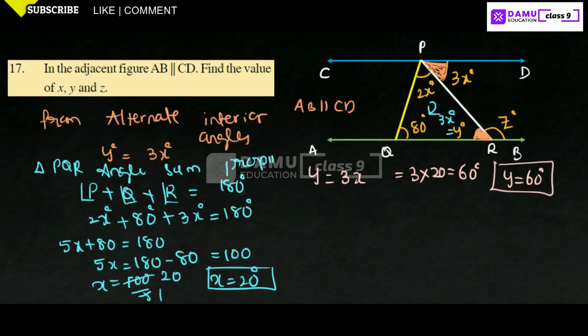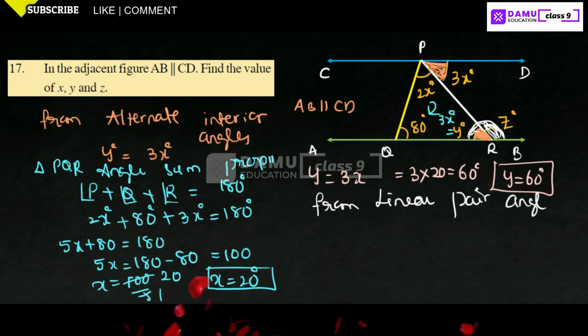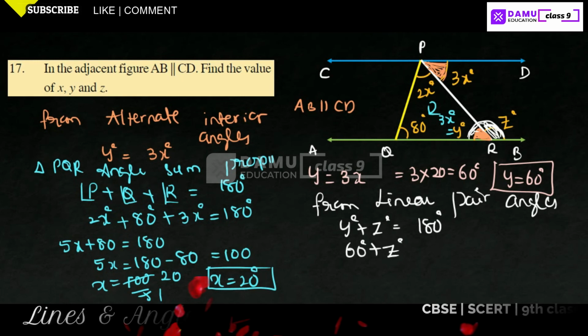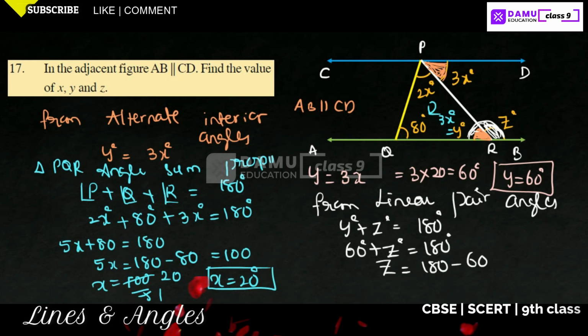So from linear pair, what you can see here is this angle. The sum of z and y degrees, from linear pair angles, the sum of two angles, angle y degree plus z degree will be equal to 180 degrees. So y is 60 degrees plus z will be equal to 180 degrees. z will be equal to 180 minus 60, that will be equal to 120 degrees. So z will be equal to 120 degrees. This is the z value.